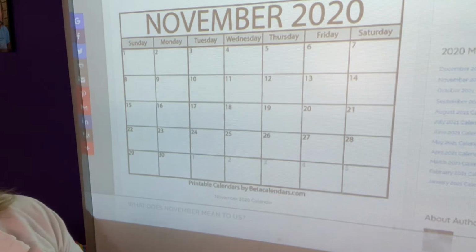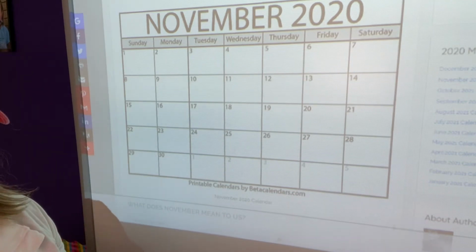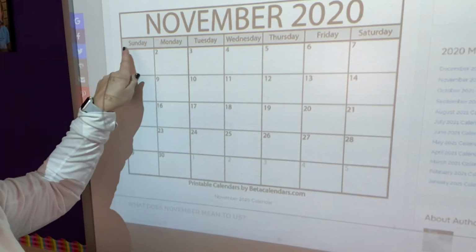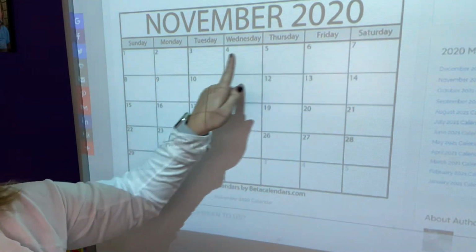We are going to look and see how many days there are in a week, and then also count how many days we actually come to school in a normal week. So across the top of your calendar are the days of the week.